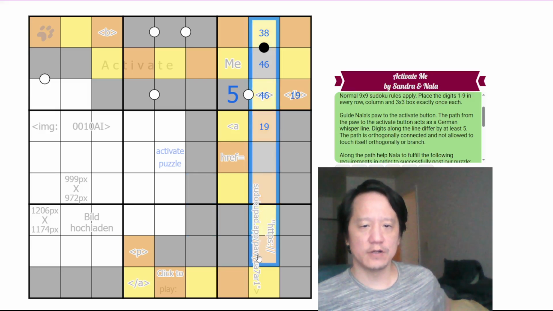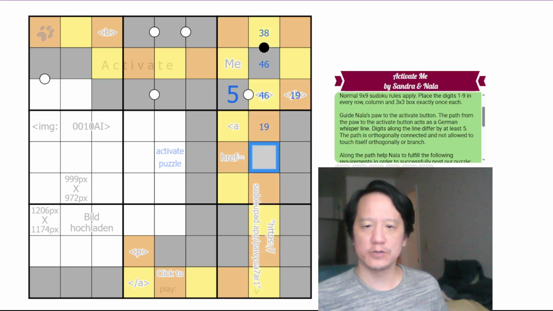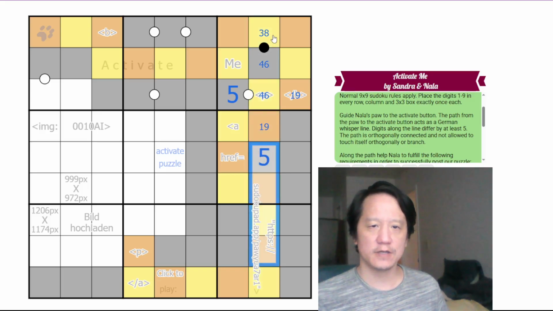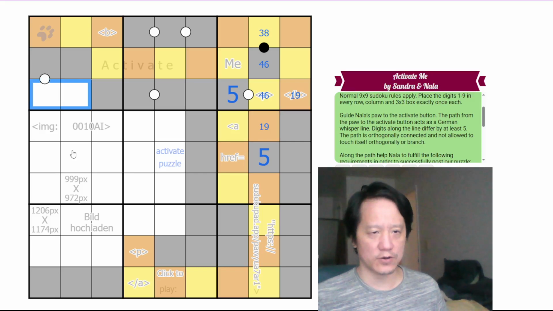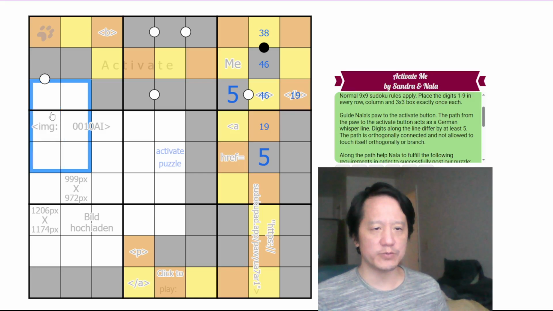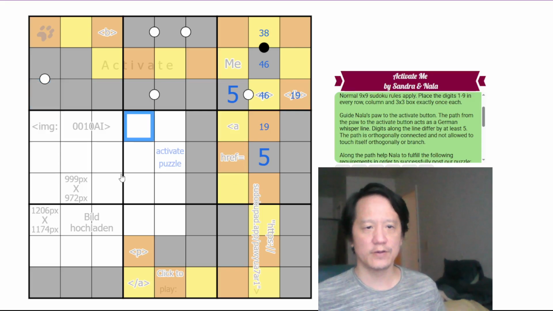Whereas 5 in column 8, it has to be here because this can't be 5, and the rest have Whisper 5 cells in it. We can't go here either, because if we try to go in here, the problem is it would be touching itself exiting out. So this is not part of the path.